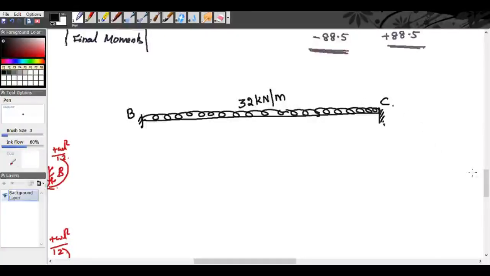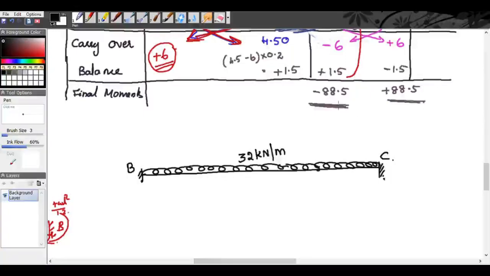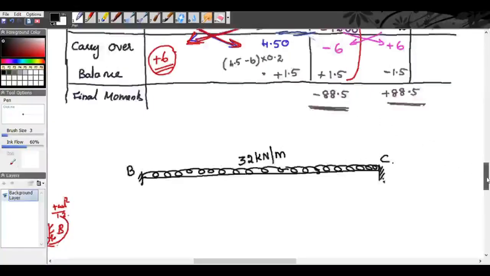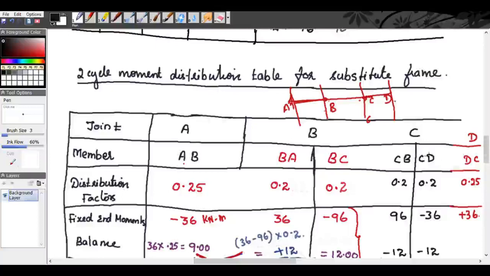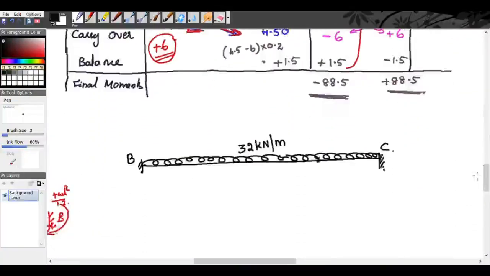Now we have obtained the moment as minus 88.5 and plus 88.5 for BC and CB. So for BC at this end, it is minus, that is anti-clockwise, 88.5 kilonewton meter, and at joint C, it is clockwise, that is positive 88.5 kilonewton meter. Here it is minus, so it is anti-clockwise.